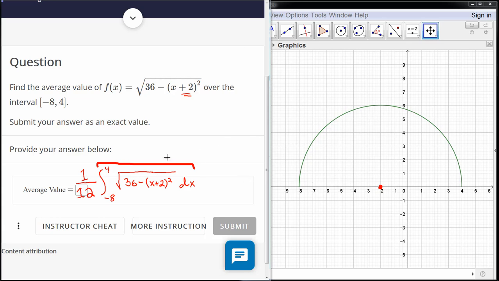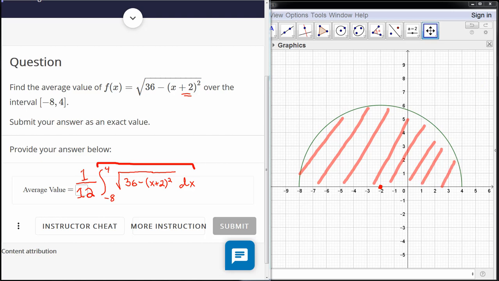So I think I can use geometry now to figure out what the area of this circle is. It wants the integral from -8 to 4. So that's the whole darn thing. So the area here, that definite integral, is just going to be the area of this entire semicircle. And let's think about that for a minute.